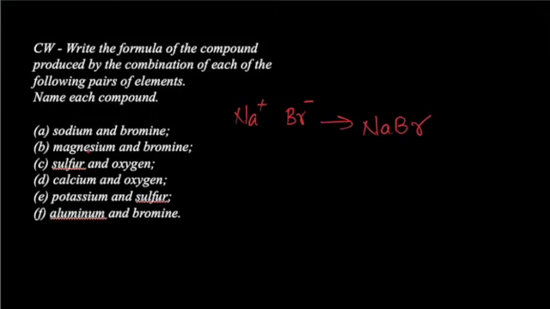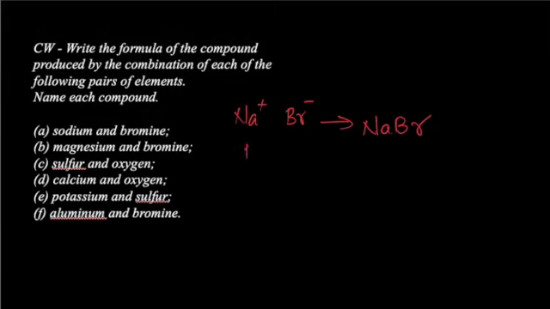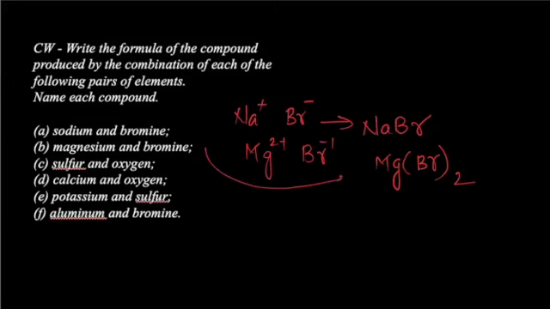Fantastic. Magnesium and bromine. So Mg2+, right? Yes, my Mg charge is 2. Then in brackets, how many Br are required? MgBr2. Okay, that's your magnesium and bromine.